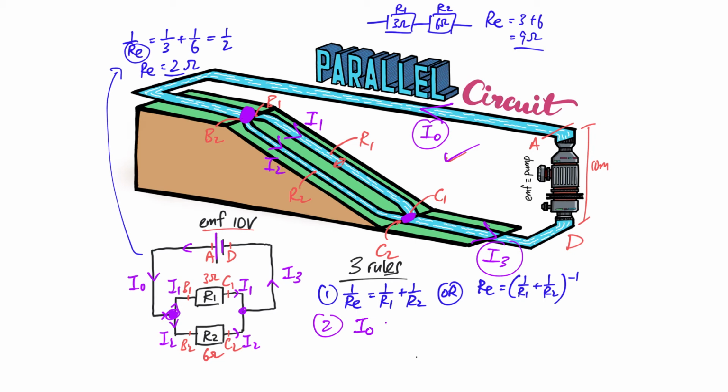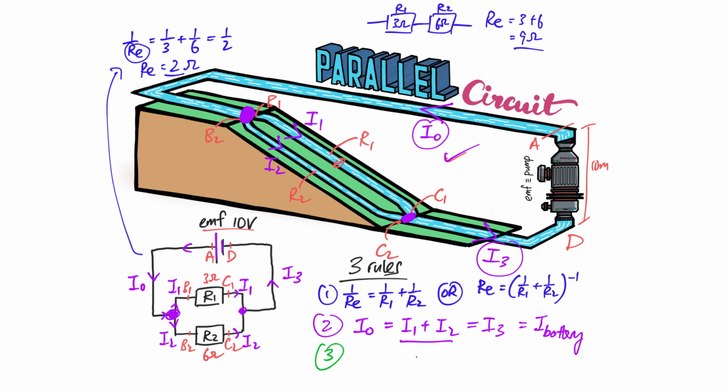I0 is equal to I1 plus I2. That means the sum of the two currents in the two branches, and when they combine back, that will be equal to your I3. And the current flowing through the battery will be the same also. Okay, that's the main river.